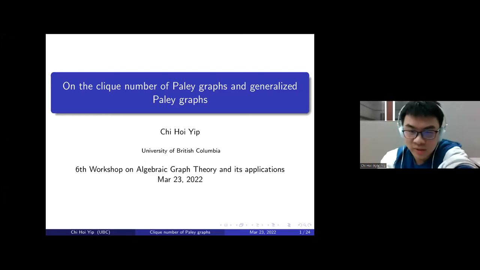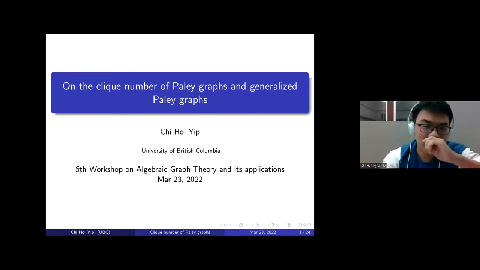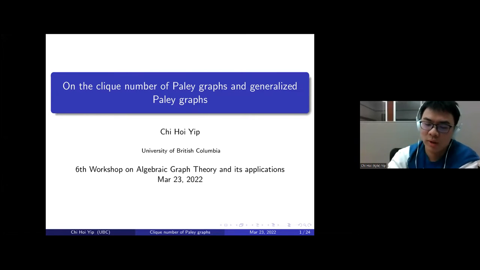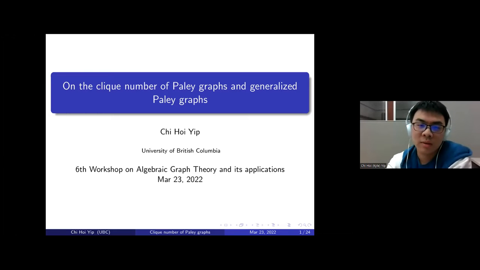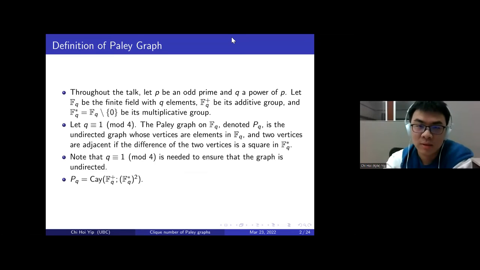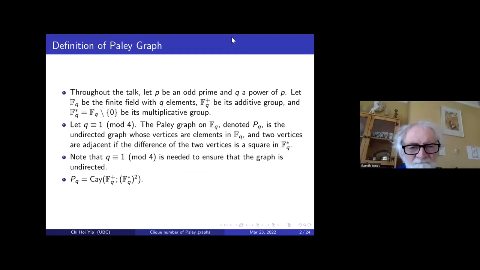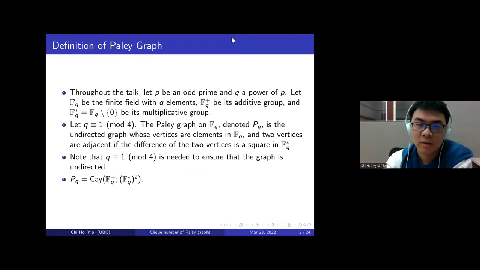Okay, thank you very much for the invitation. I'm really happy to give a talk in this algebraic graph theory workshop. Today I will talk about some recent progress on improving the true upper bound on the clique number of Paley graphs and generalized Paley graphs. And I think Shamiao already mentioned a lot of basic definitions, so I will just quickly go through them.